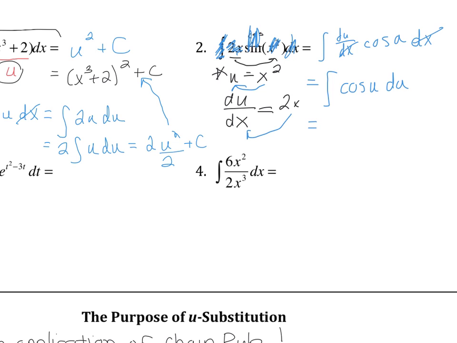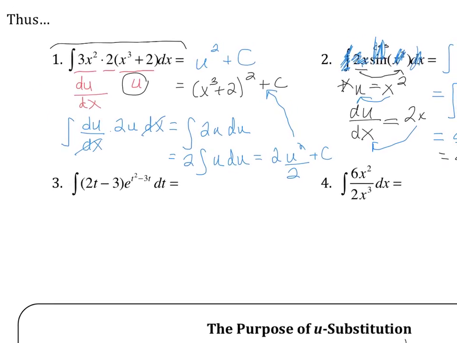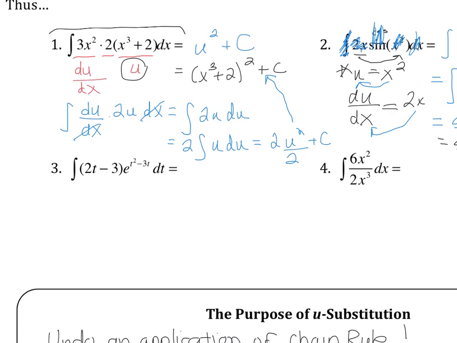And now we totally know how to integrate that, right? What's the antiderivative of cosine u? Well, that would be sine of u plus c. And then all that's left to do is back substitute, based on our definition of u, and say that sine of u, really we meant to say sine of x squared plus c. Done and done.